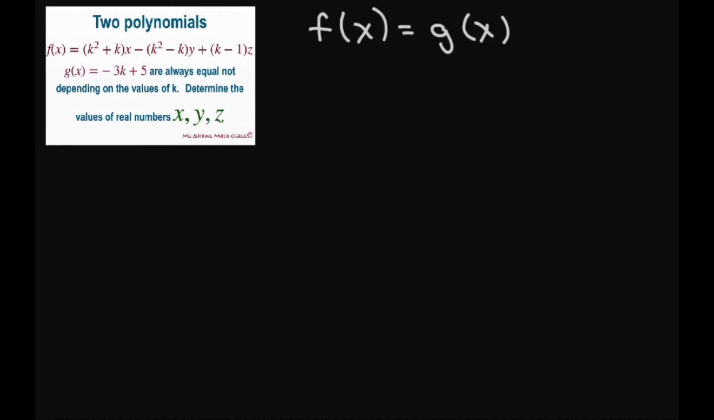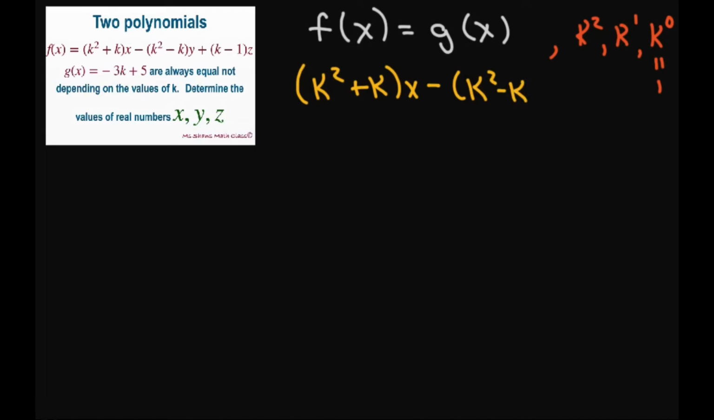What I'm going to do with f of x is rewrite it with descending powers of k. That means k squared, k to the first power, and k to the 0 power, which just equals 1. That's your constants. I'll write this a little bigger here. We have k squared x plus kx minus k squared y minus ky plus kz minus z.